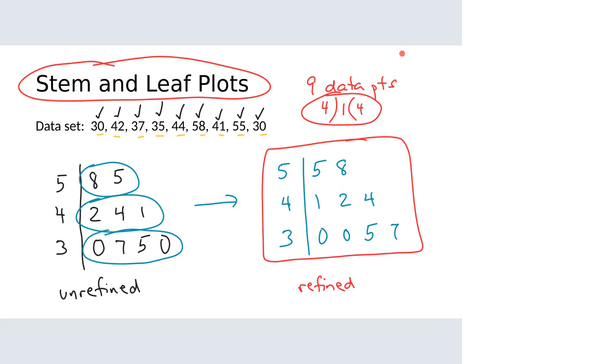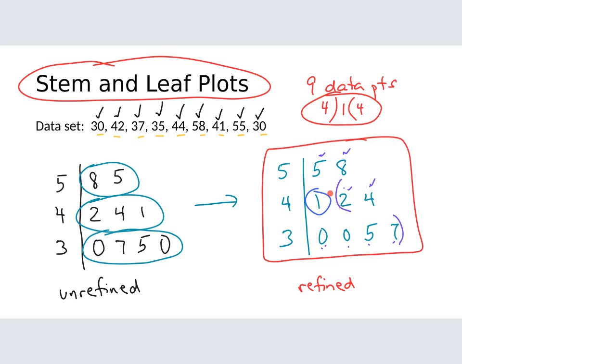And so I could count from the bottom. 30 here is my lowest number. 1, 2, 3, 4, that's the bottom half of the data. Counting down from the top, I've got to be a little bit careful here because I go 1, 2, 3, 4, because I'm counting from the top down, right? 58, 55, 44, 42. There's the upper half of the data, and then I can see that the median is this 41 right here.